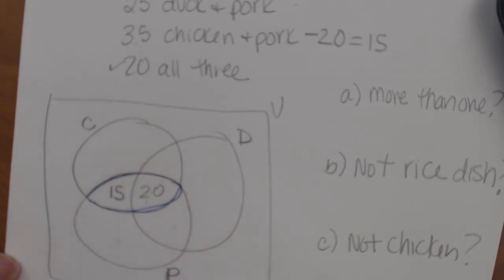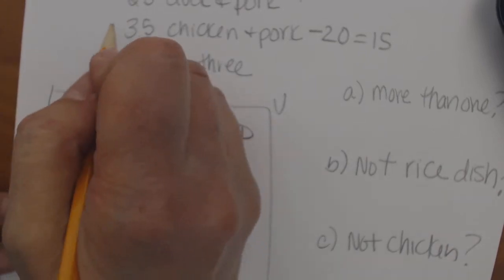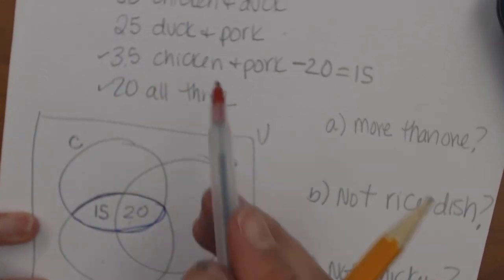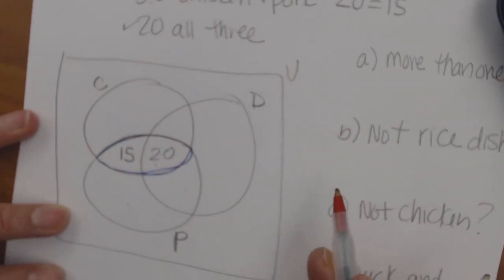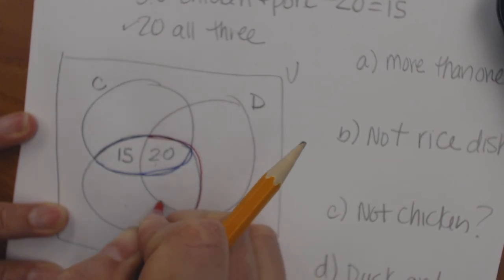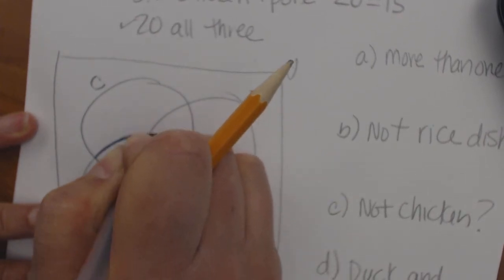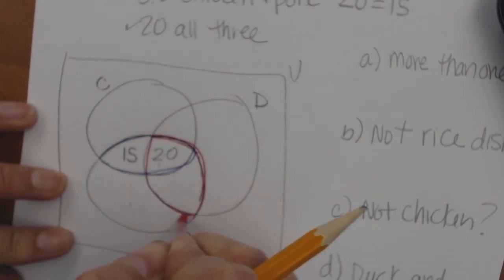So that's what I'm going to put right here. All right, the next one. So check on that. Okay. The next one is duck and pork. 25 ordered duck and pork. So let's go to duck and pork. So here is duck and pork. Here's this little section here. Duck and pork section. Well, I can't see that on the camera.